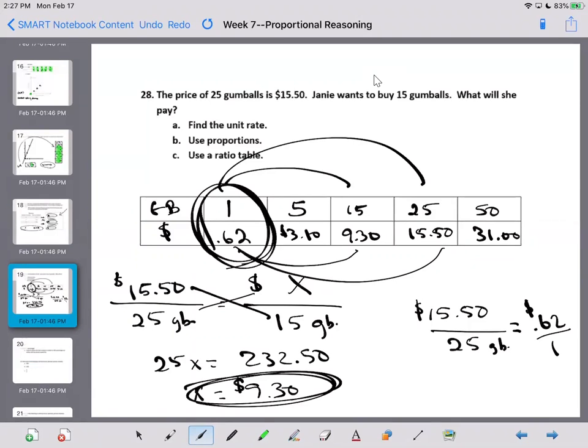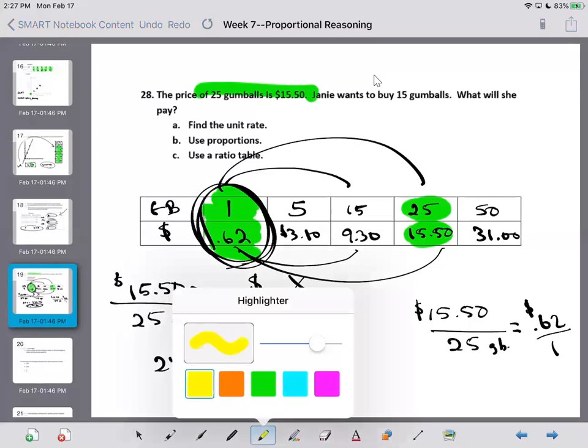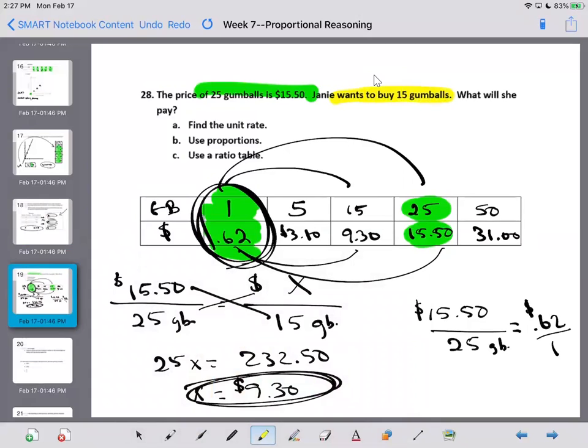So I'm stressing the fact that I'm using the unit rate. And I'm also using the 25 gumballs for $15.50, that's what was given, to help me find the unit rate. And then I could use the ratio table, or I could use proportions to help me find what else it was asking: what if she wants to buy 15 gumballs, what's that going to cost?